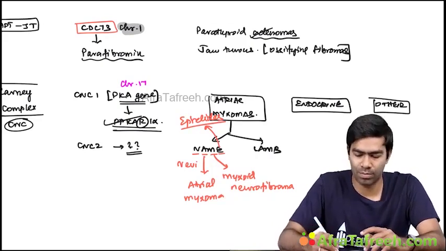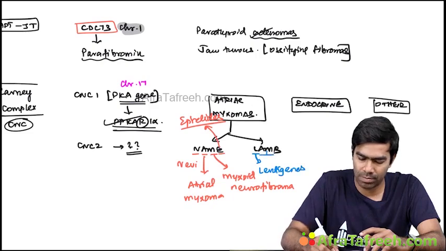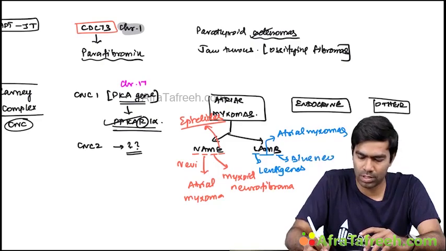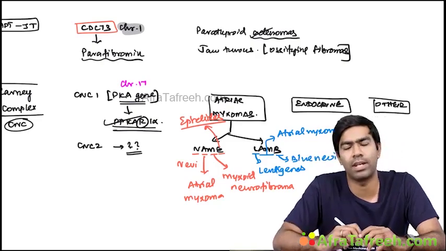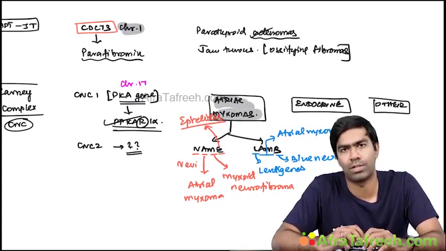And what is LAMB syndrome? L stands for lentigines, AM stands for atrial myxomas, and B stands for blue nevi. So these syndromes are very commonly asked in exams. So NAME and LAMB syndromes are associated with Carney complex, atrial myxomas.